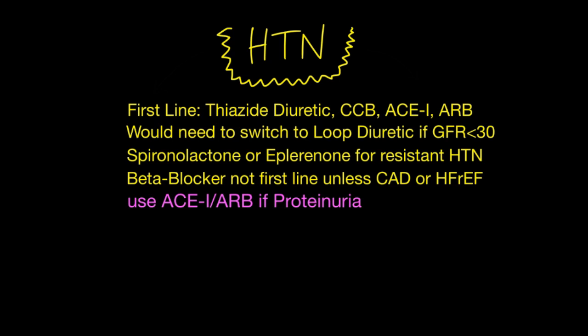And then keep in mind, beta blockers are not considered first line unless the patient has coronary artery disease or heart failure with reduced ejection fraction. Then it's obviously indicated to use those. And I know we've mentioned this before, but if the patient has proteinuria, definitely use the ACE inhibitor or the ARB.